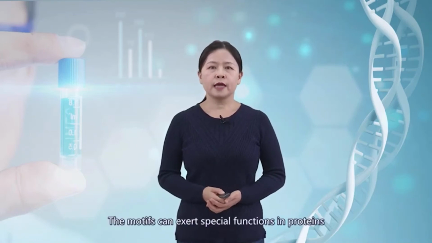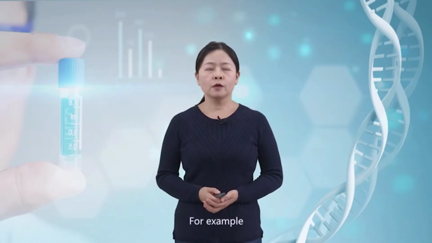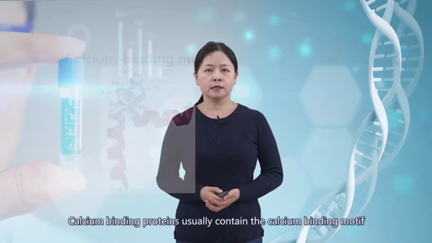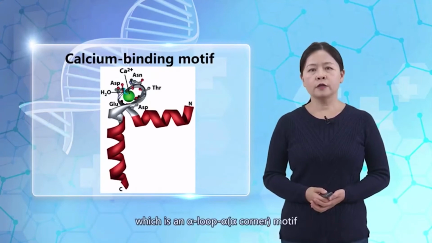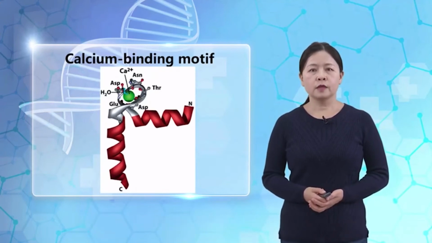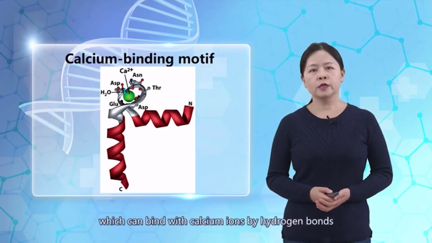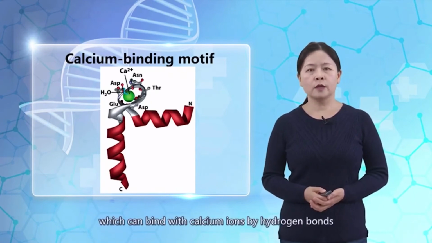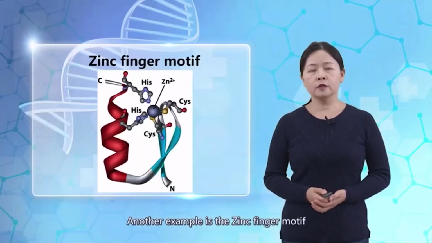The motifs can exert special functions in proteins. For example, calcium-binding proteins usually contain the calcium-binding motif, which is an alpha-loop-alpha motif. There are several conserved polar side chains in the loop, which can bind with calcium ions by hydrogen bonds. Another example is the zinc finger motif.